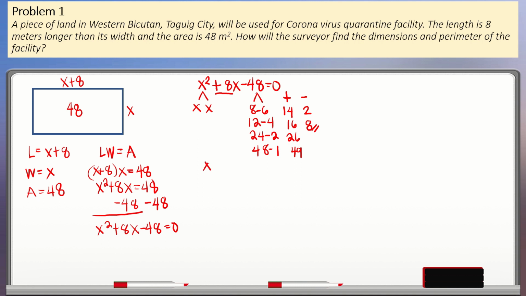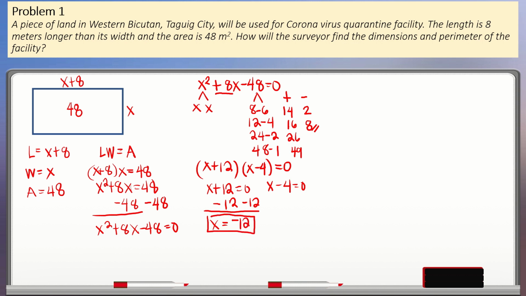So we now have x plus 12 multiplied to x minus 4 is equal to 0. Then we apply the zero product property. That means we're going to make each factor equal to 0. We have x plus 12 is equal to 0 and x minus 4 is equal to 0. Then we solve for x in this equation. So we add both sides of the equation by negative 12. So we have x is equal to negative 12. On the other equation, we add both sides of the equation by positive 4. So we have x is equal to 4.